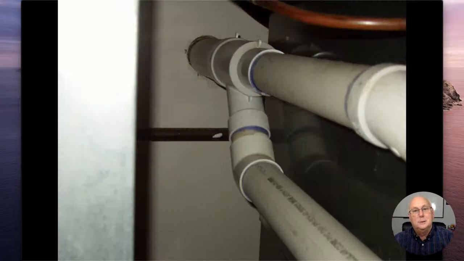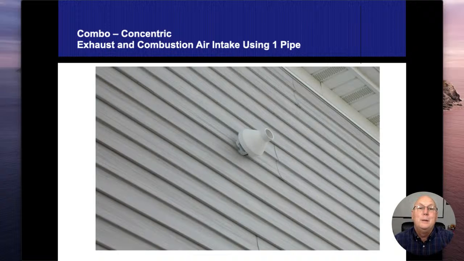And how we do that, this is what it looks like on the inside. So this pipe up here is my exhaust, and this one down here is my combustion air intake. Other clues on the outside that this is happening is, and this is what I actually have on my house, you'll see the cone-shaped ones.